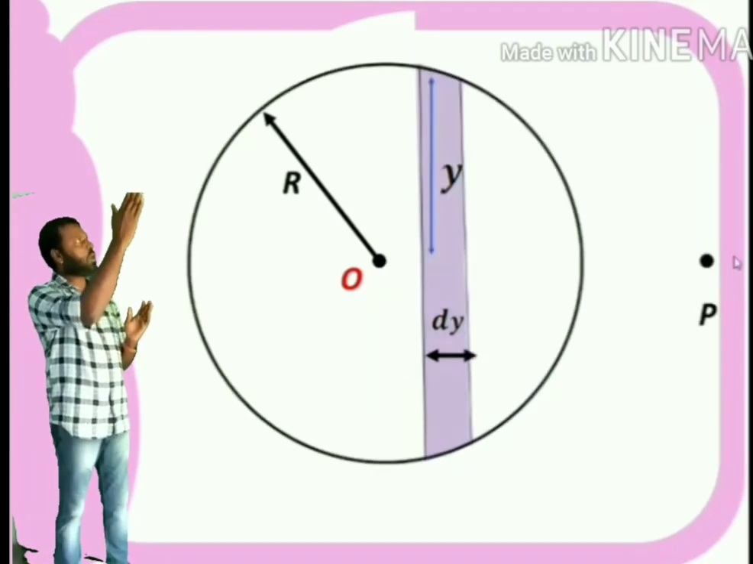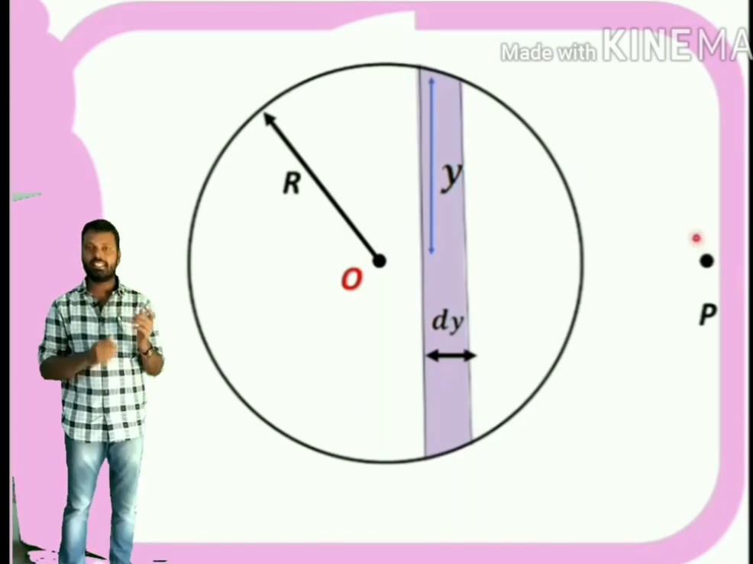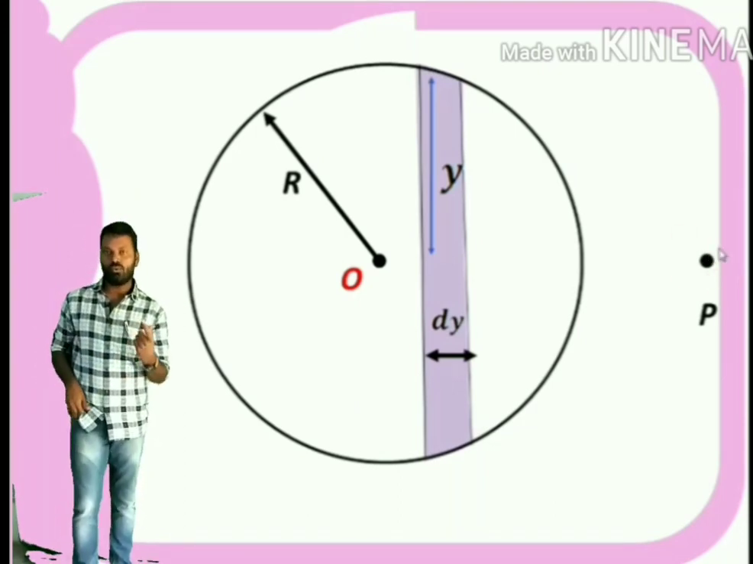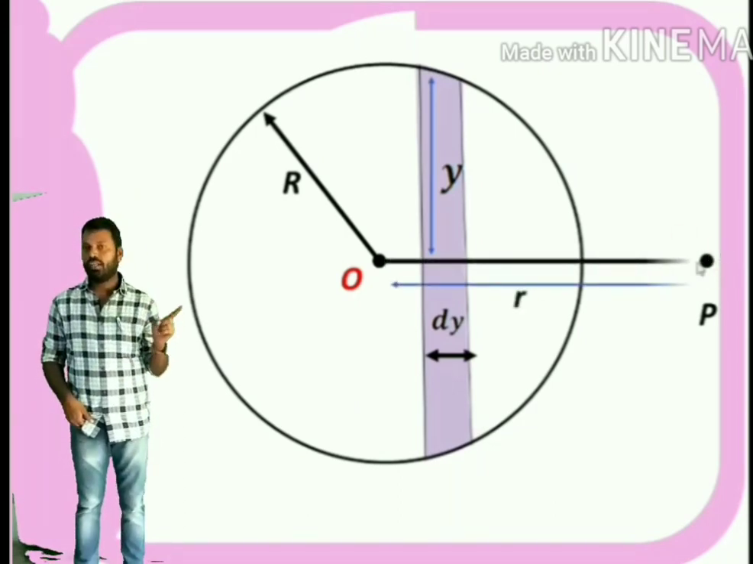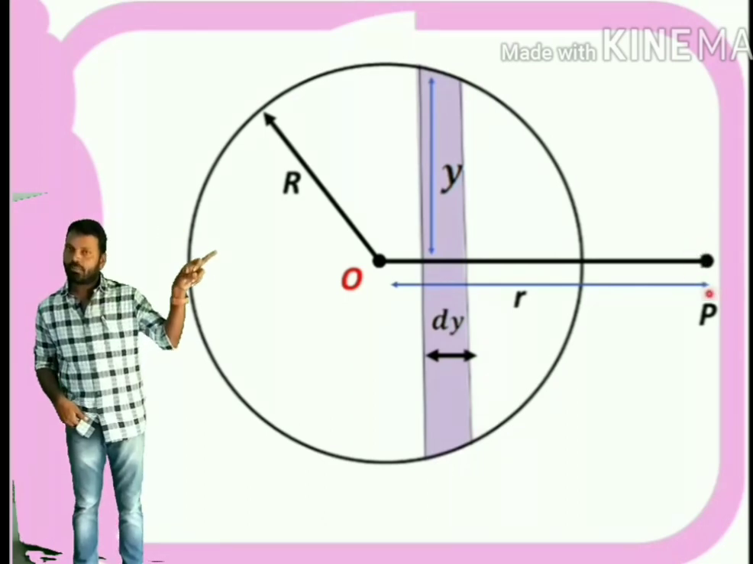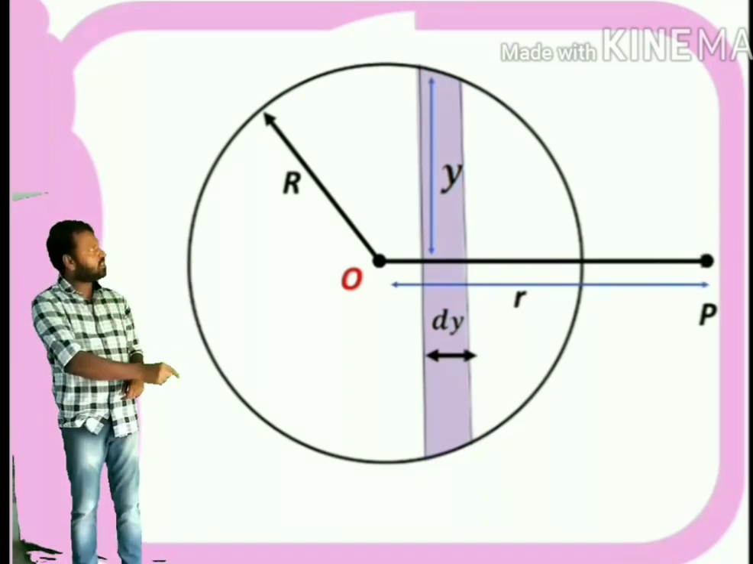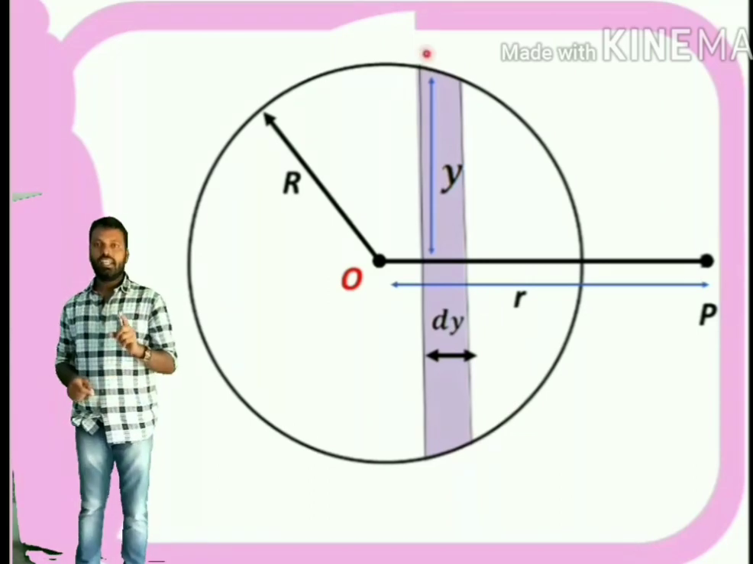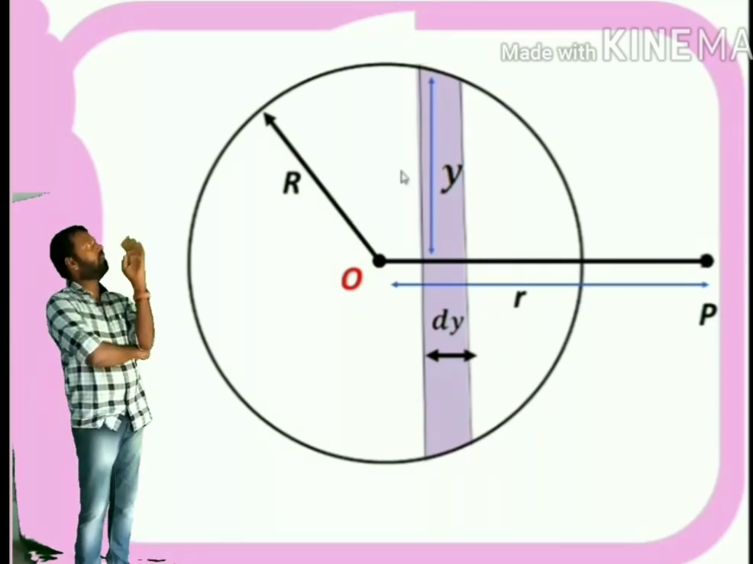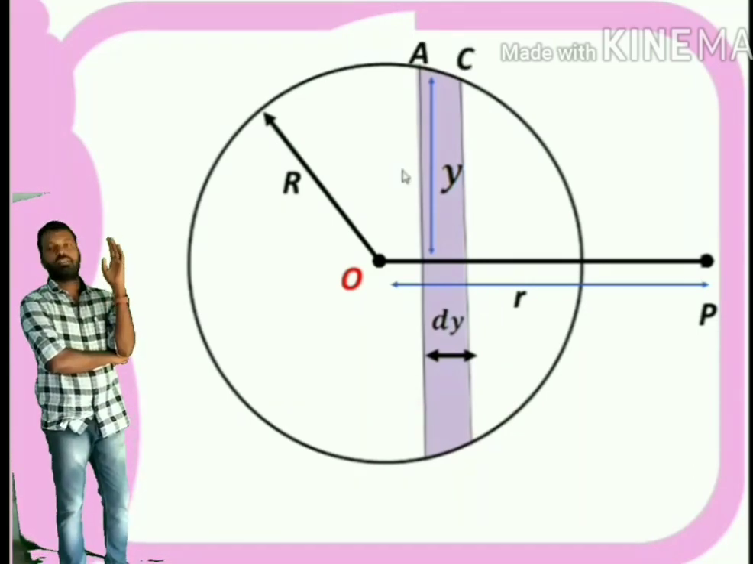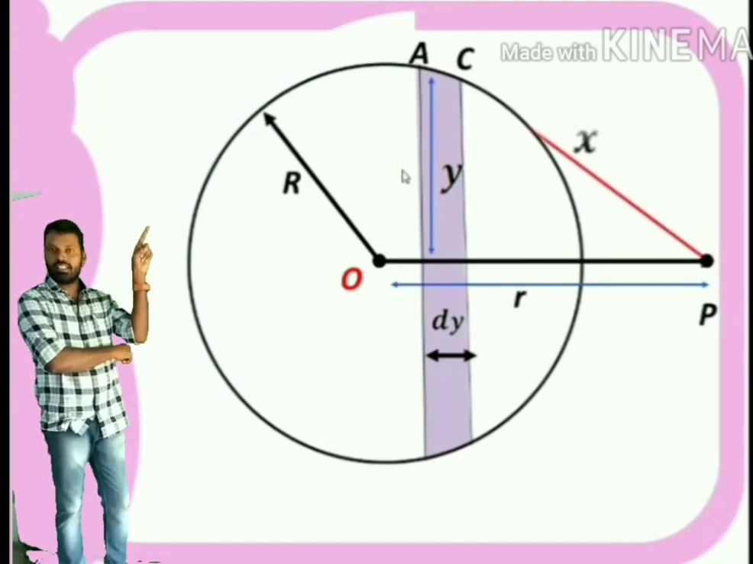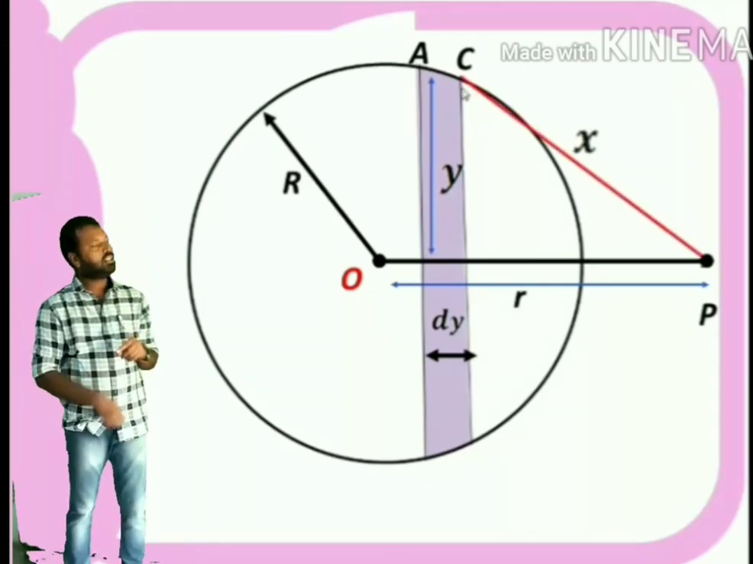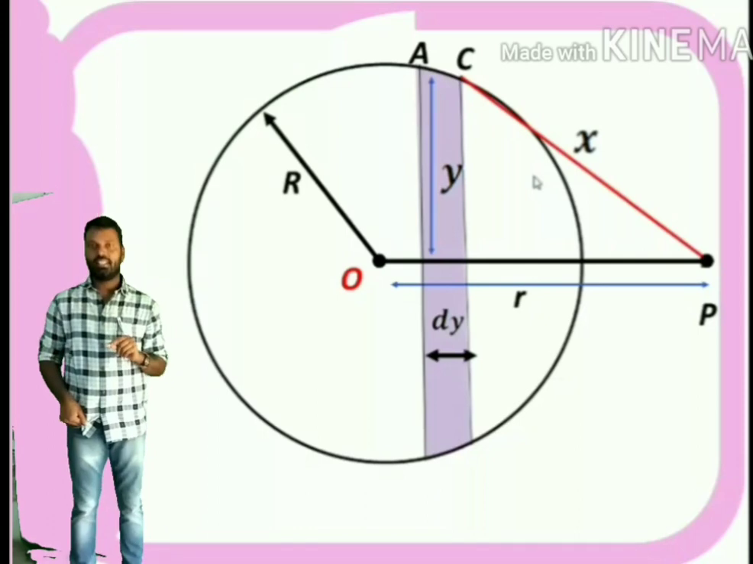Consider a point P which is outside the spherical shell at a distance small r from the center O. Now I want to find out the electric potential at point P due to this small ring. Take 2 points A and C on the ring. The distance between point P and C is x. So CP is equal to x.